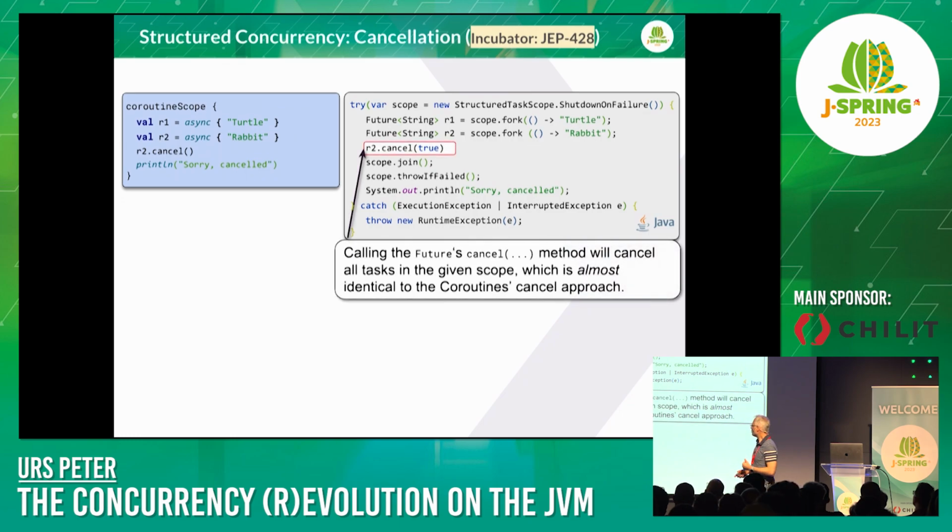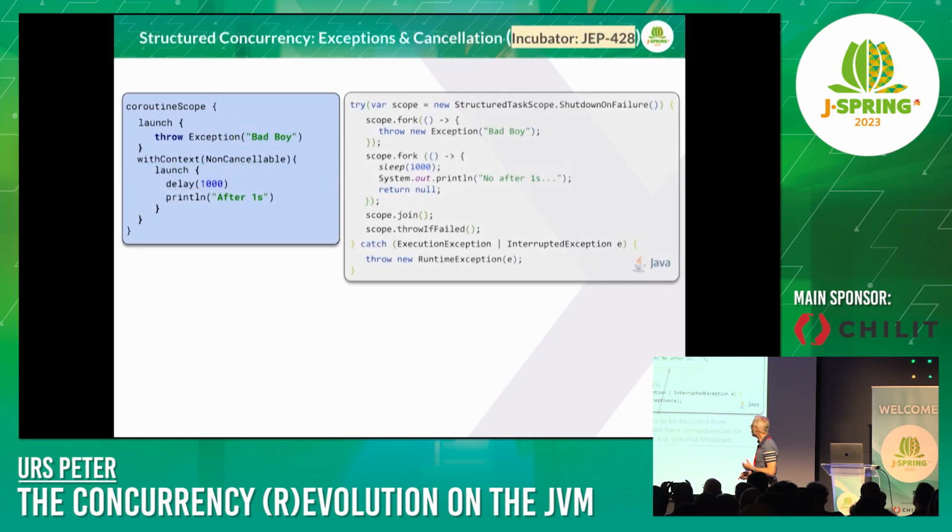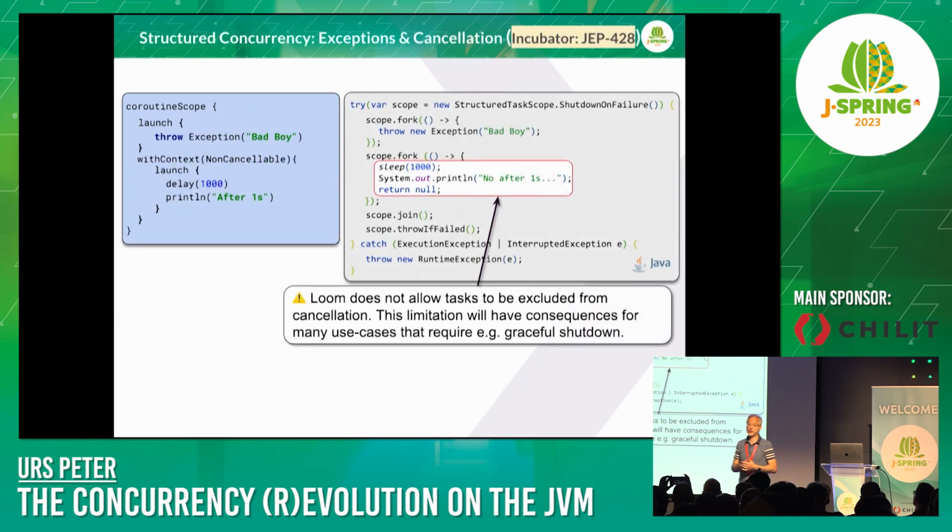So you can, for instance, cancel certain of these task scopes, but what you cannot do is, for instance, exclude things from cancellation. And you might think, okay, is this a big deal? Well, it is. If you write frameworks, you sometimes want resources to be cleaned up before you close stuff. And this is something you then couldn't do in Loom.